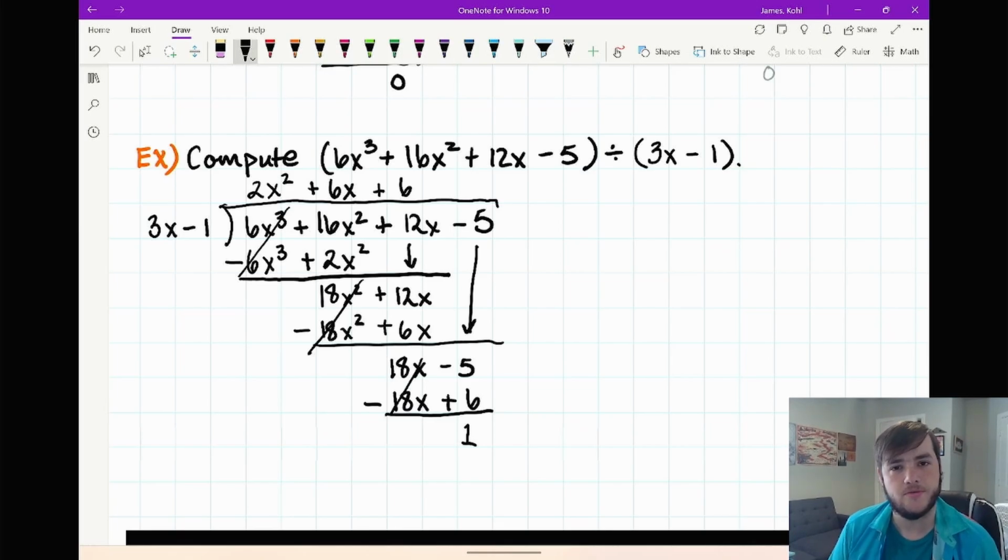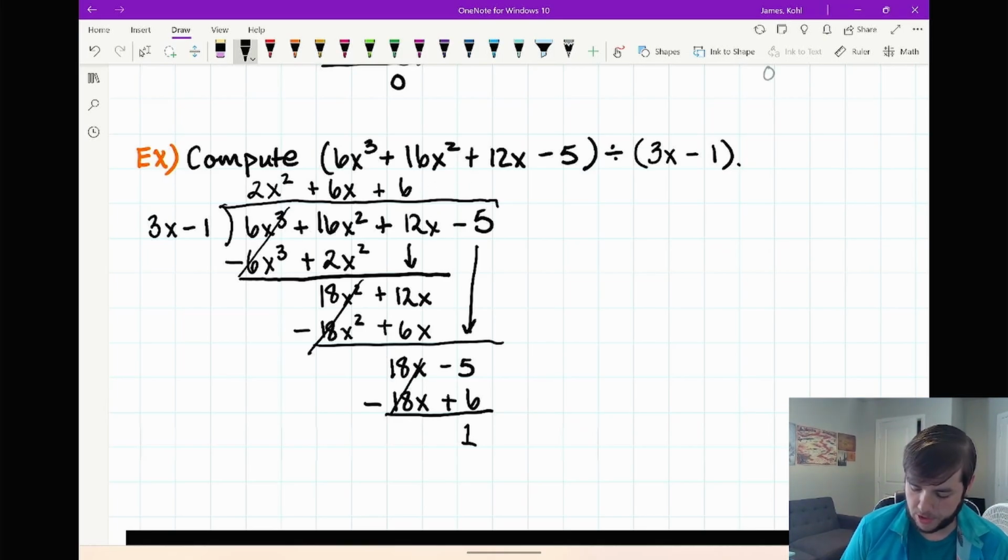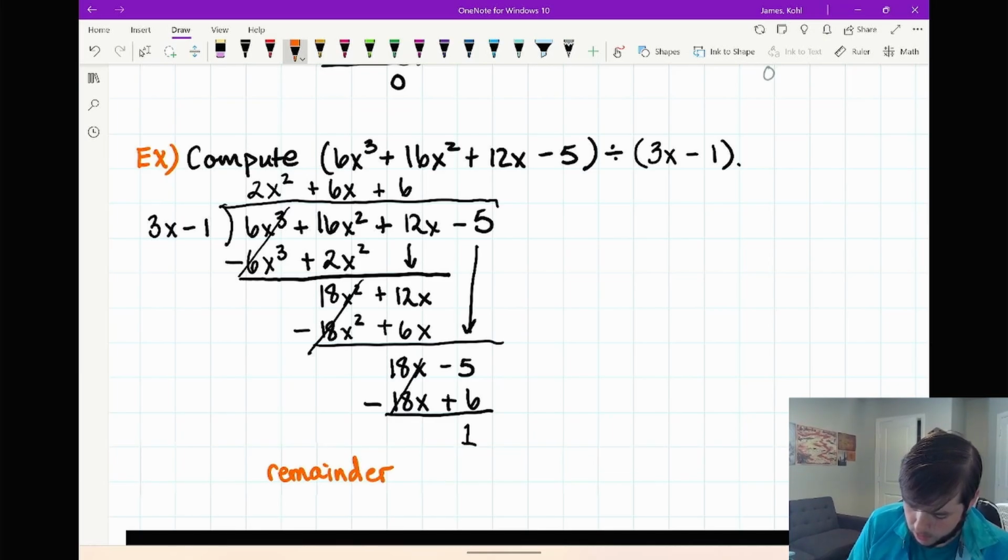But notice 3x minus 1 doesn't divide 1. There's nothing to do there without getting into some rational functions, which we're not going to do here. We're going to stick with polynomials. I end up with a remainder of 1. So let's see what that looks like.